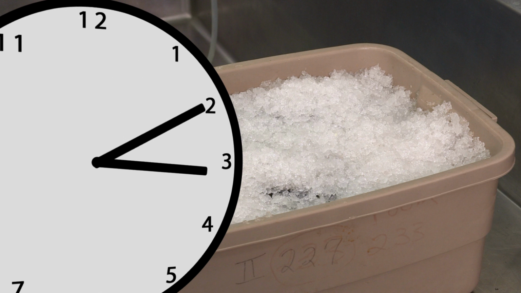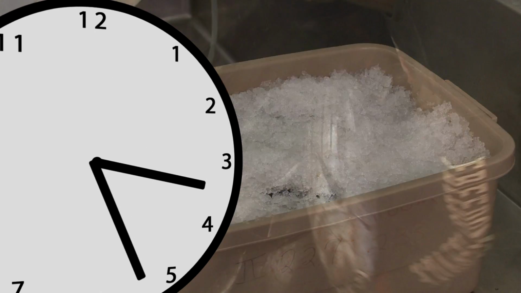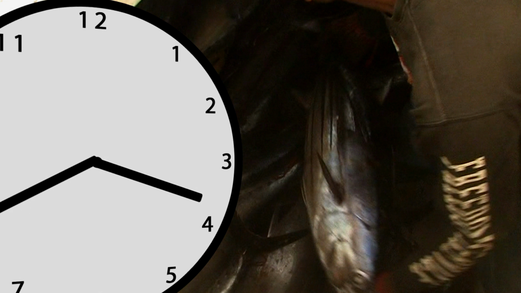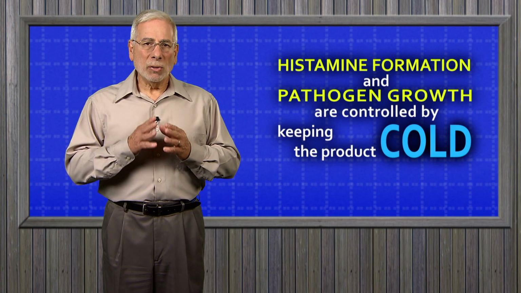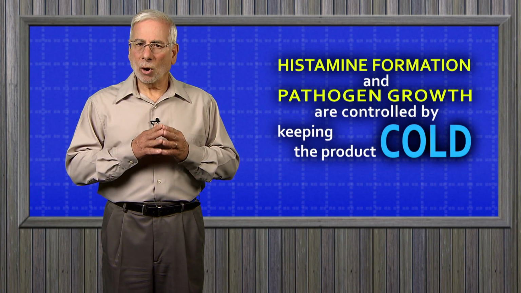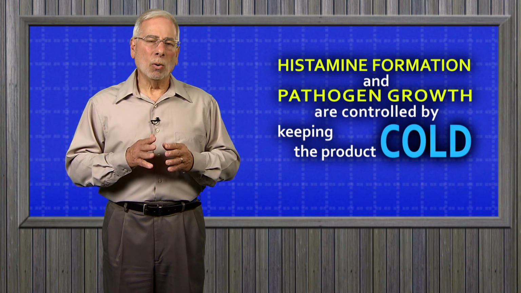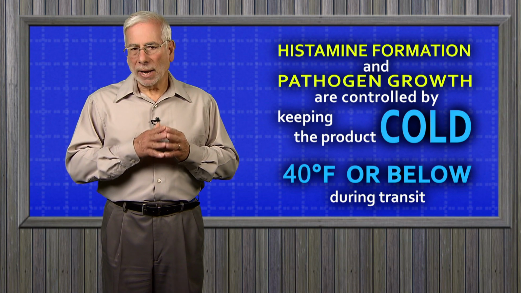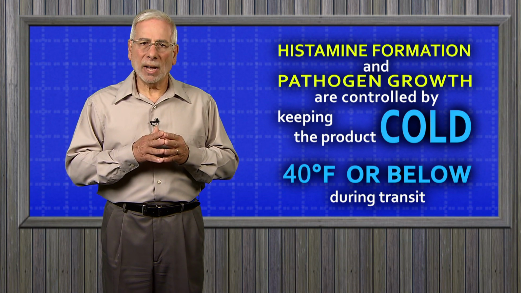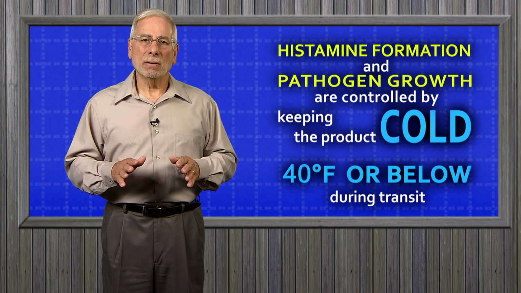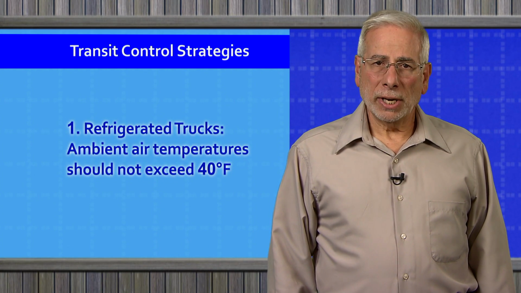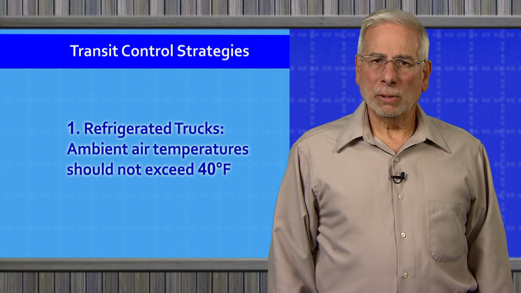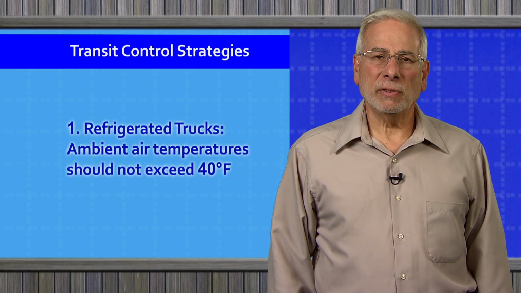For transit controls, the secondary processor needs to know how the fish are delivered, on ice, refrigerated, or with chemical cooling media, and how long they are in transit from the previous processor. Remember, both histamine formation and pathogen growth are controlled by keeping the product cold. The Hazards Guide recommends maintaining product or ambient air temperatures at 40 degrees Fahrenheit or below throughout the transit. When receiving products in a refrigerated truck, the product or ambient air temperature of the truck should not exceed 40 degrees Fahrenheit.